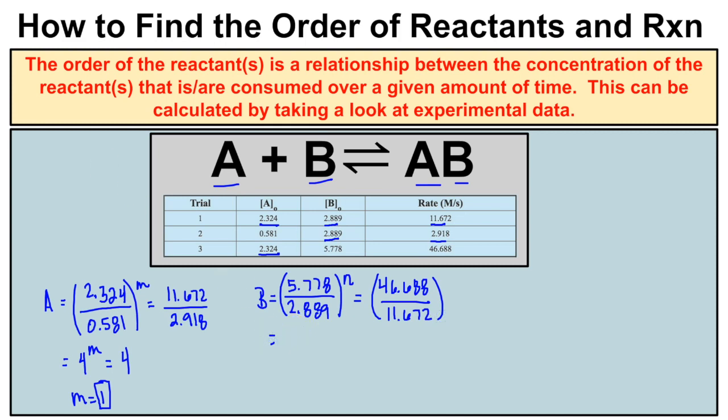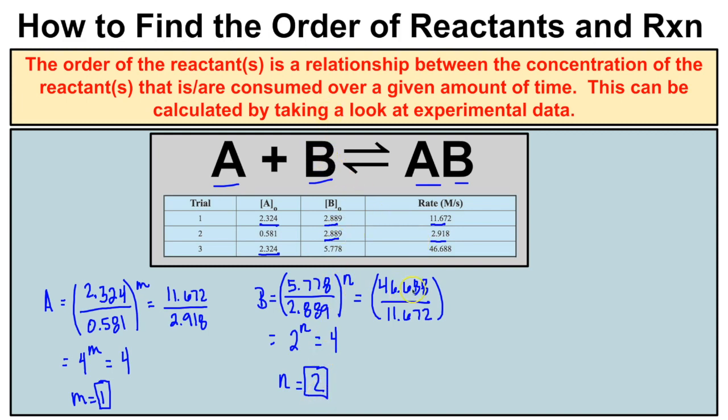When we put this in our calculator, 2 to the power of n equals this divided by this, which is 4. So 2 to what power equals 4? Well, n here is going to equal 2. So with respect to reactant A, we have a first order reactant, and with respect to reactant B, B is going to be second order.